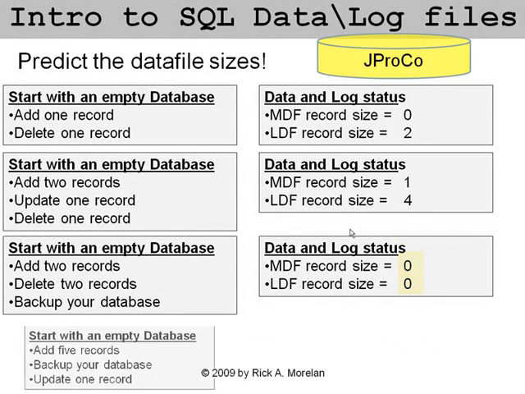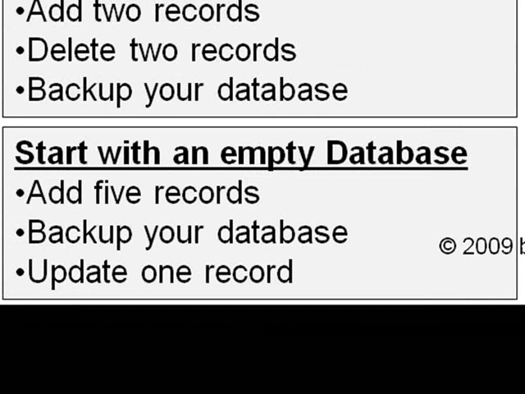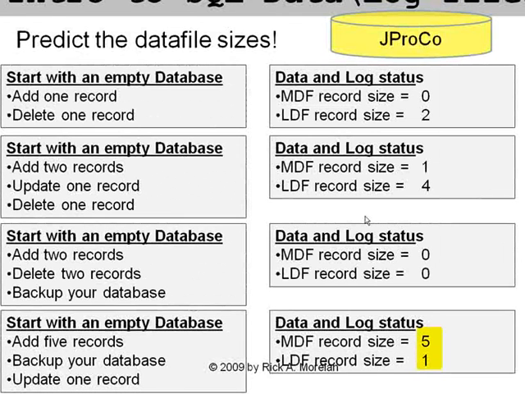All right, let's start with an empty database and add 5 records. Back it up, and then update 1 record. That means you have 5 records, and you've got only 1 change made since the last backup.